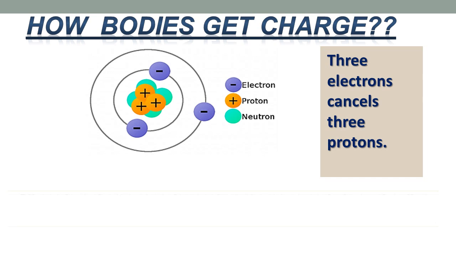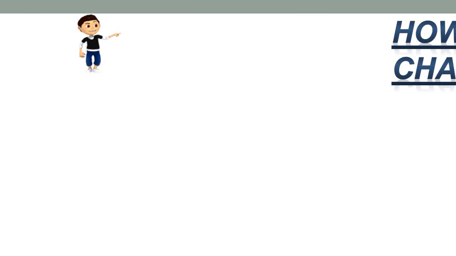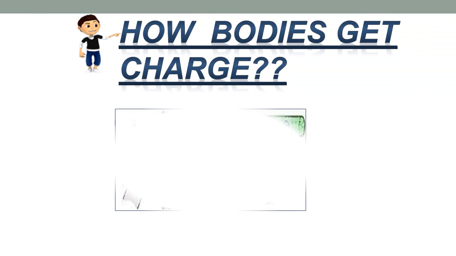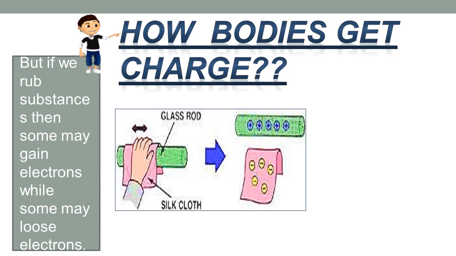Now we are going to do one experiment. We have taken one glass rod and one silk cloth. We just rub the glass rod with the silk cloth. Then a strange thing will happen. Earlier they were not attracting or repelling each other at all. They were just neutral. But after rubbing the silk cloth on the glass rod, we can see that the glass rod will start attracting the silk cloth.